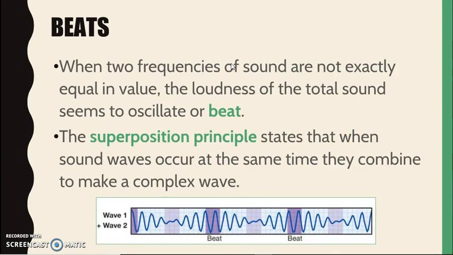And then the last thing we're going to talk about is beats. So when you have 2 waves that have 2 different frequencies and they're not exactly equal, they get in each other's way, they sound kind of messy, but to our ears, it starts to pulse. It starts to sound like a beat.